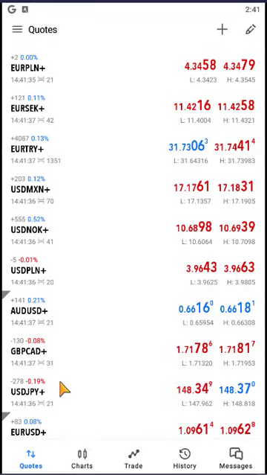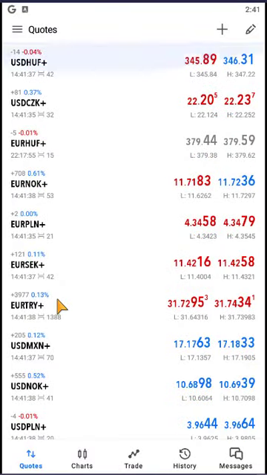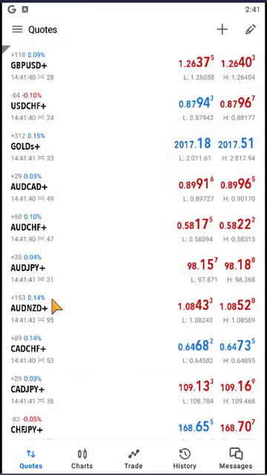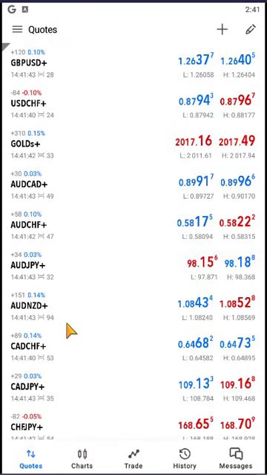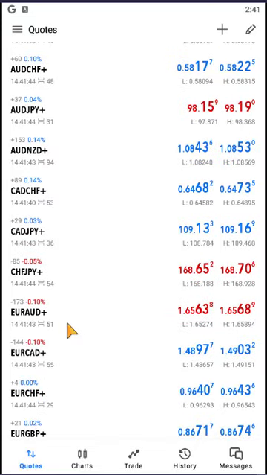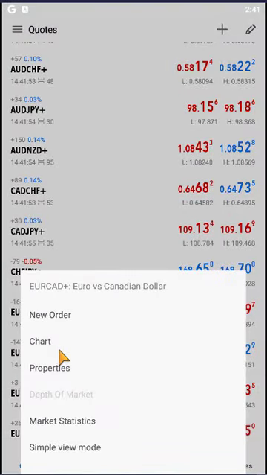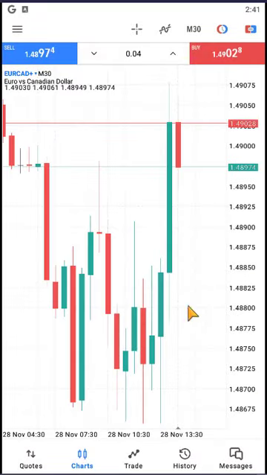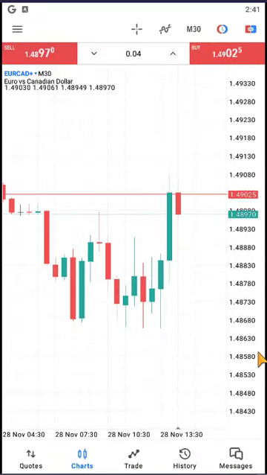Okay, so let's do for sell limit. For sell limit, we wish that the price will get to a particular level higher than the market price, then turn from there and then start trading lower. So that's what we wish. So let's do this on, let's say, Euro card.